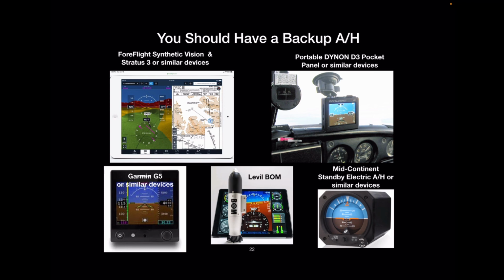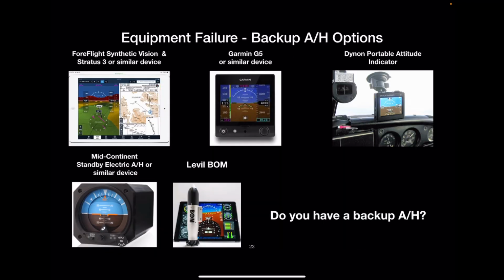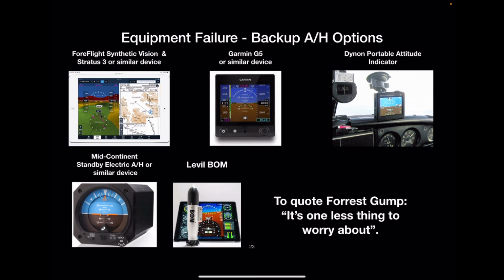And if cost is an issue, you can opt for something like the top 2. They're both under $1,000. So do you have a backup artificial horizon? If you don't, you certainly should. And to quote Forrest Gump, it's one less thing to worry about.